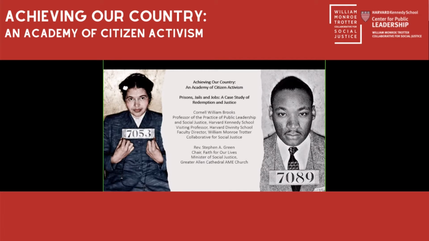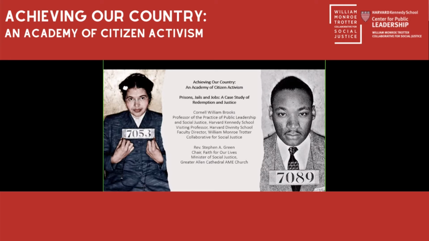So class, before you are two pictures, two portraits, if you will, of iconic figures of the American civil rights movement. That is to say, the civil rights movement before the civil rights movement that we're currently in. On my right is arrestee 7089. And to my left is arrestee 7053.